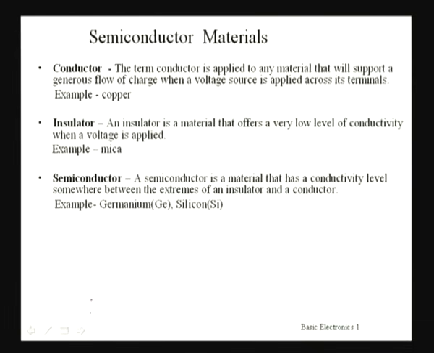So it is a material that has a conductivity level somewhere between the extremes of an insulator and a conductor. For example, germanium and silicon are two materials which are semiconductors showing this similar property.